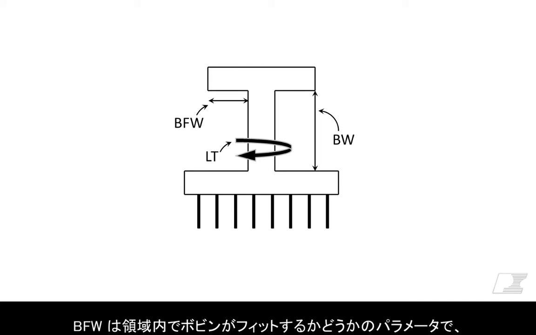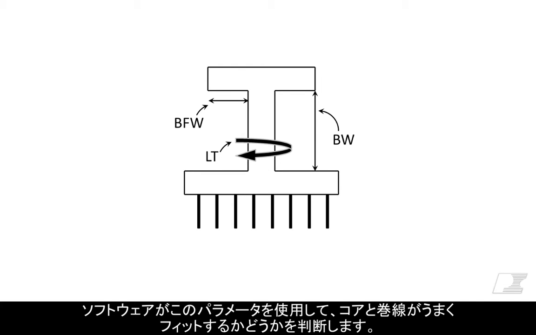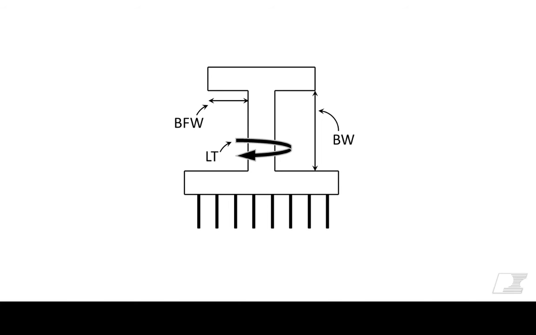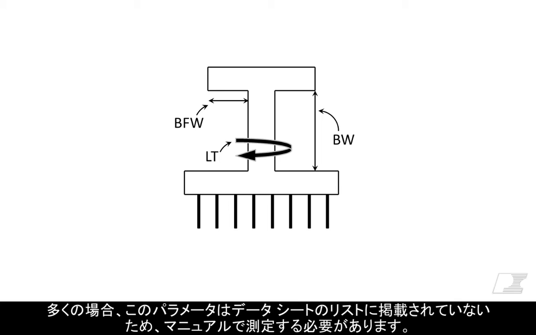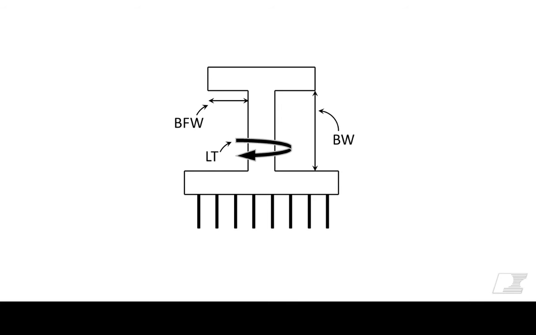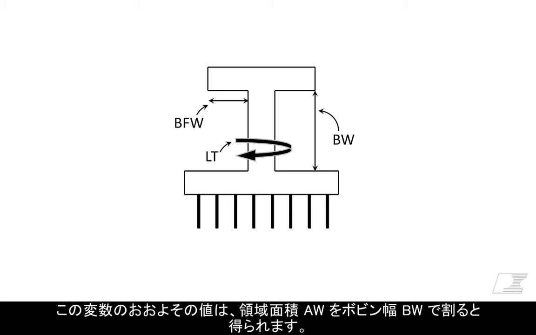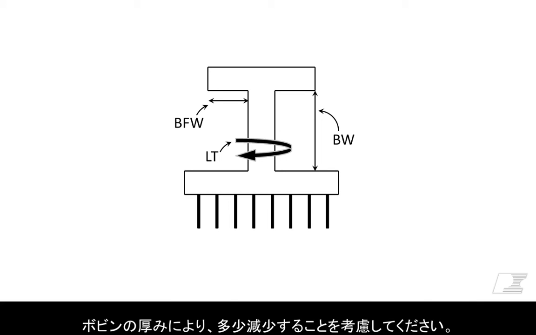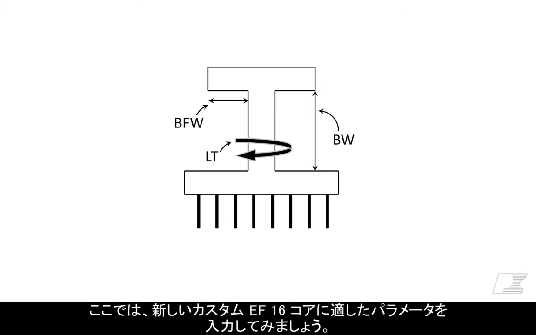The parameter BFW is the bobbin fit inside the window and is used by the software to determine whether or not the core halves will fit around the windings. Many times this parameter is not listed in datasheets and should be manually measured. A reasonable approximation of this variable is made by dividing the window area AW by the bobbin width BW. Allow for some loss of fit because of the thickness of the bobbin walls. With this explanation, let's enter the parameters relevant to our new custom EF16 core.